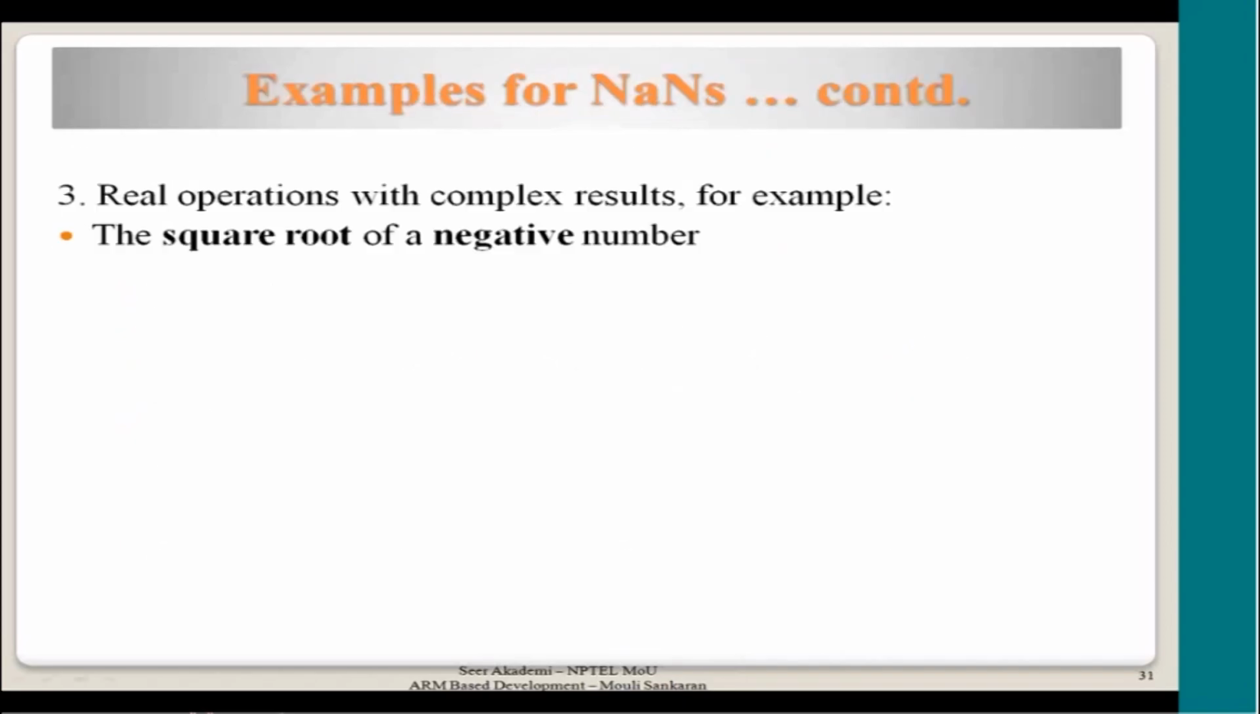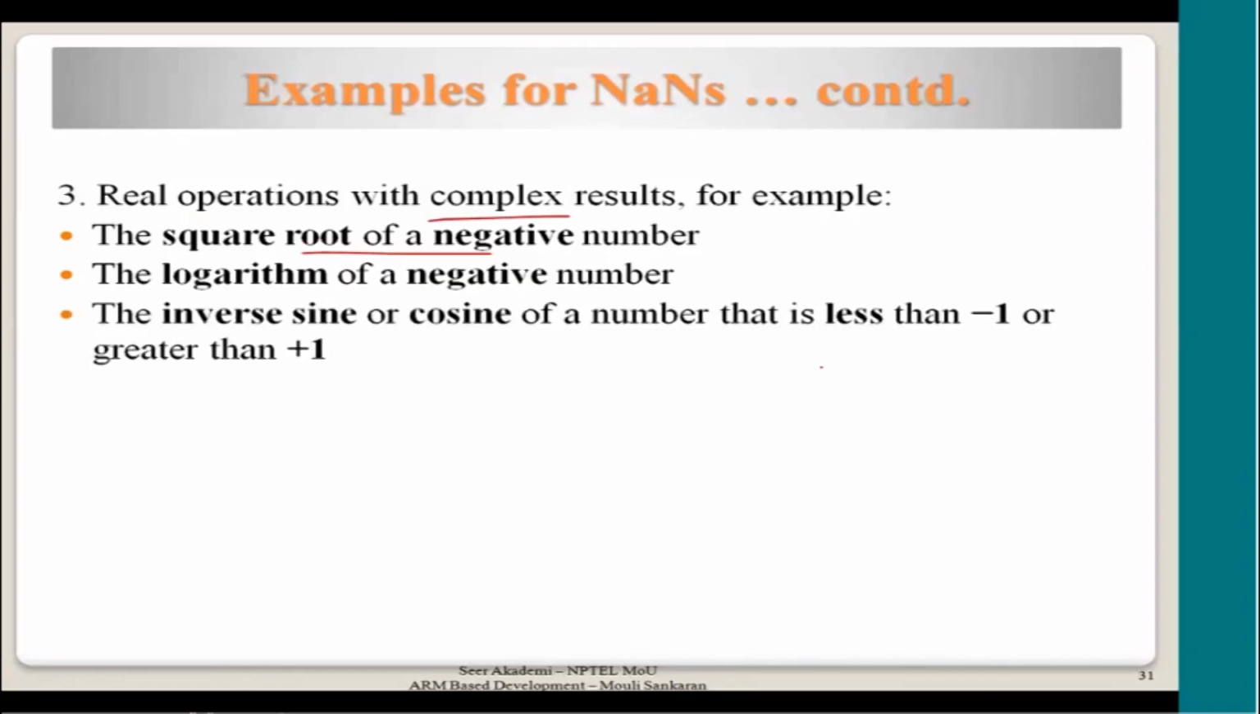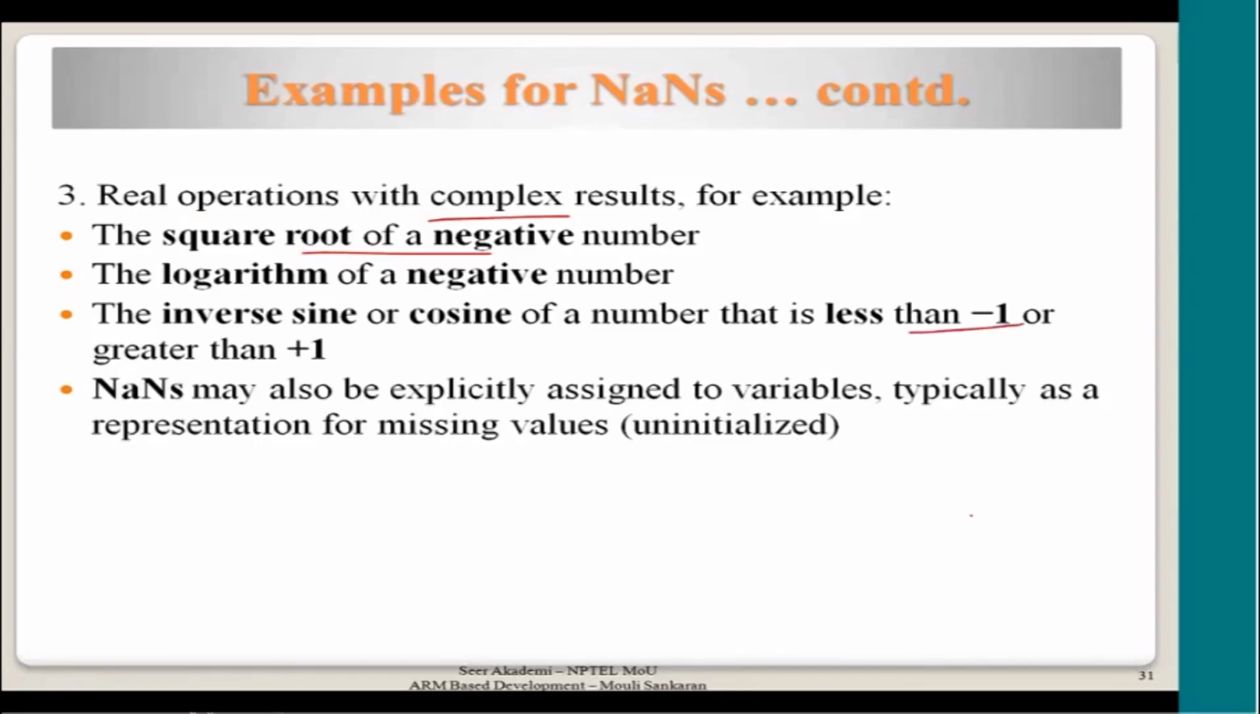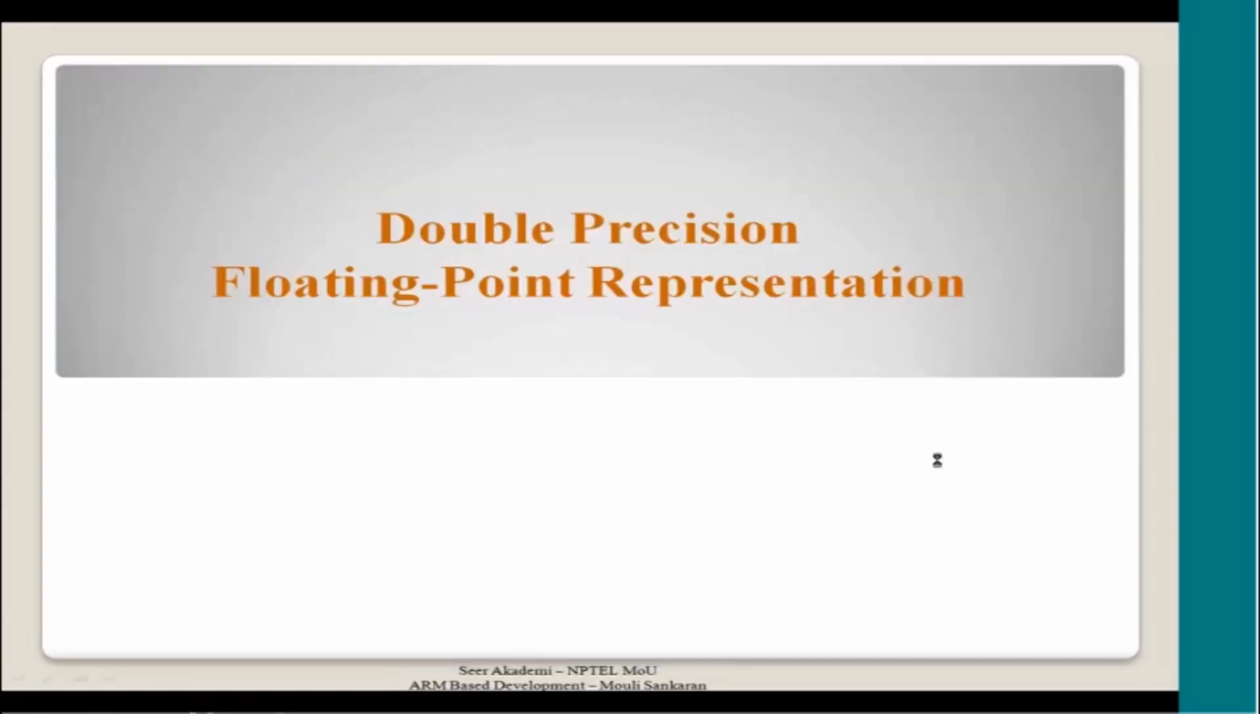And then real operations with complex results. Suppose you are trying to find the square root of a negative number. This happens to be an imaginary number. If you have no complex number support, then you have to use a NaN for that. Logarithm of a negative is also not defined. Similarly, sine inverse cannot be outside the range minus 1 to plus 1. So any number which can't be represented in a typical floating point number, you can use the NaN representation to handle those situations. NaNs may also be explicitly assigned to variables to show that they are uninitialized.